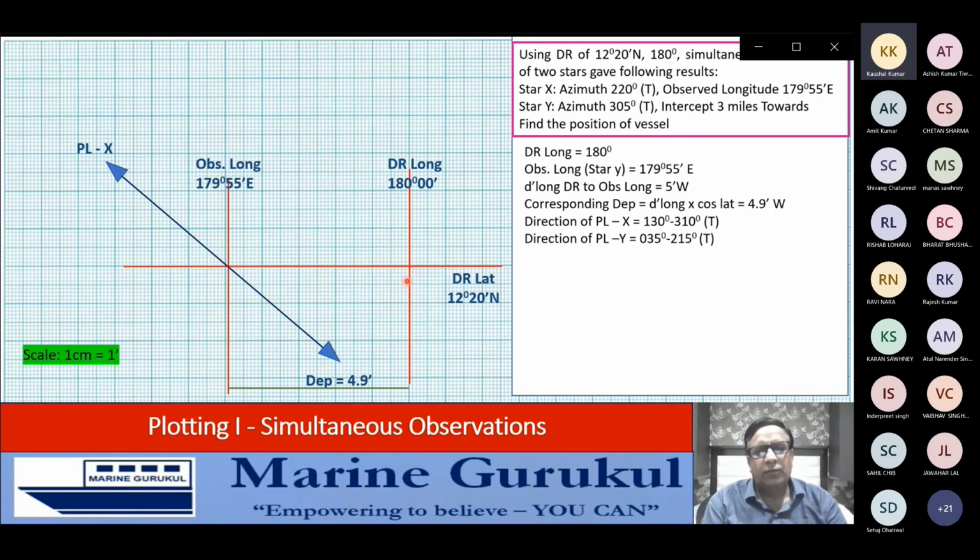The PL for star Y would be drawn through the ITP. So first we draw the azimuth through the DR. The azimuth of star Y is drawn through the DR. Now the intercept is 3 miles towards. That means it will be 3 miles on this line towards the body. We mark off 3 miles here. This green line showing up here measures 3 miles. So this is the point which is the ITP. Through this point, we draw a perpendicular to the azimuth and we get the PL for star Y. Since both the PLs are for the same time, this is where the fix is.